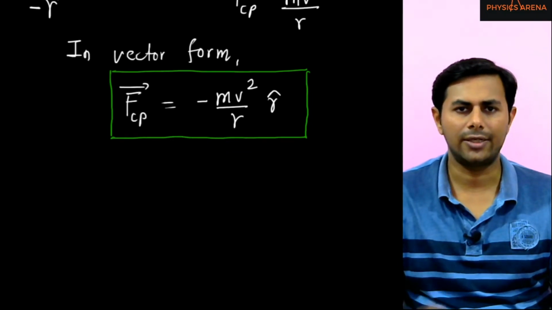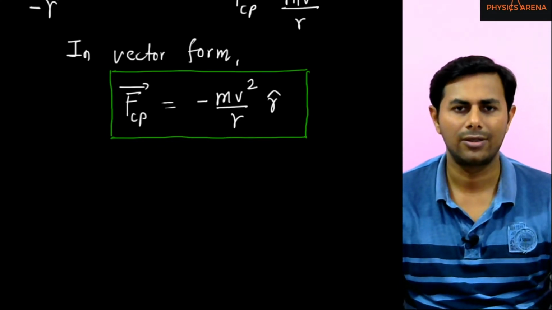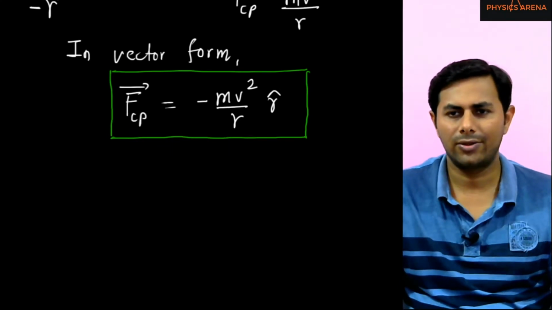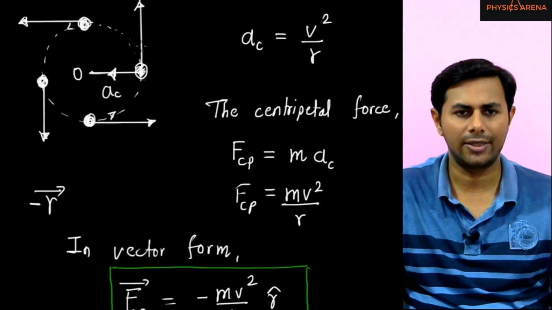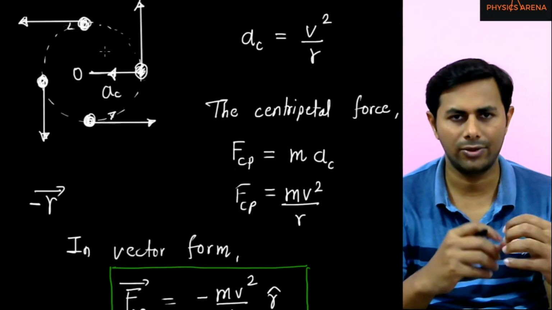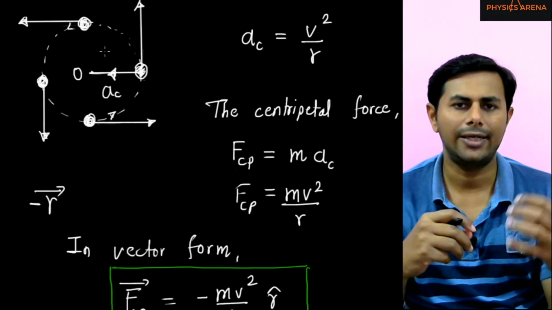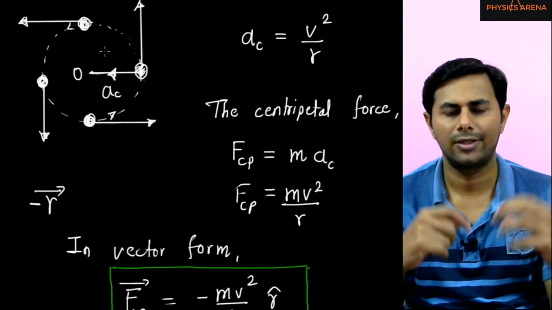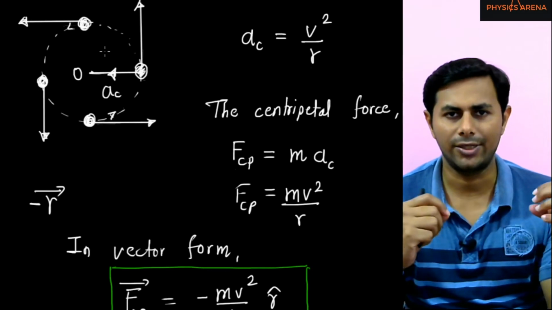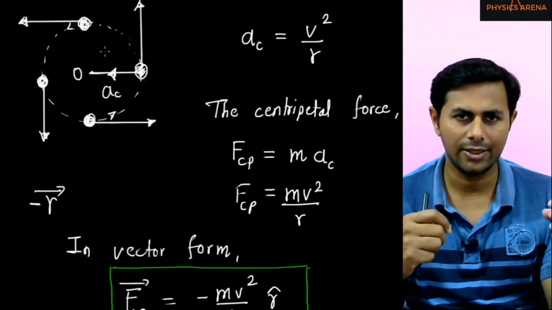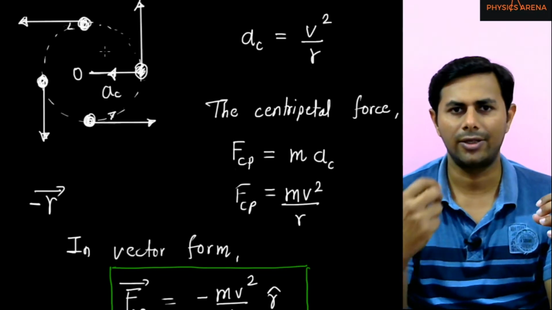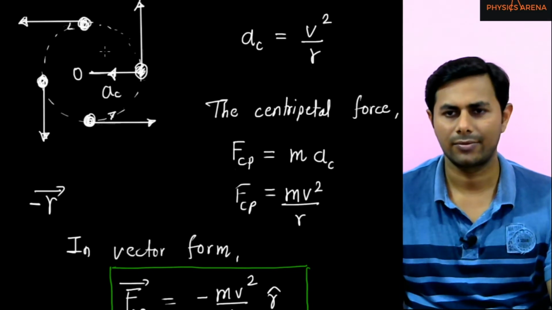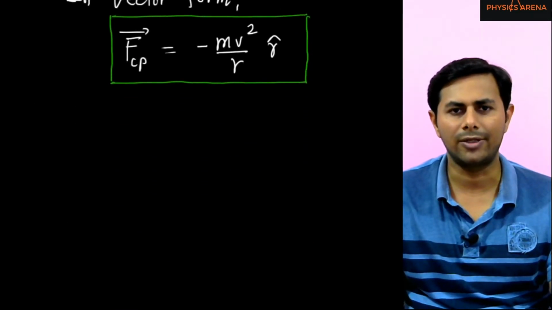Now let's consider some examples of centripetal force to get some idea about it. Let's suppose that the object in this example is a stone tied with a string. In case of a stone tied with a string, the centripetal force is provided by tension in the string. It's the tension in the string which keeps on pulling the stone towards the center, and due to which the stone keeps on moving in a circle. Then we can take several examples of centripetal force.